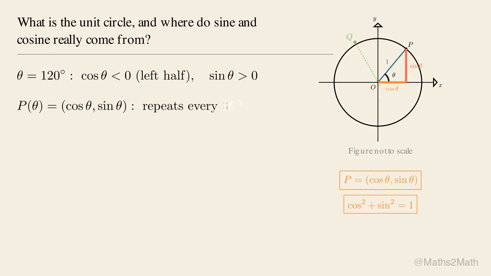Keep walking forever, and the coordinates rise, fall, and repeat every full turn. That is why sine and cosine make waves. They are simply the diary of a walking point.